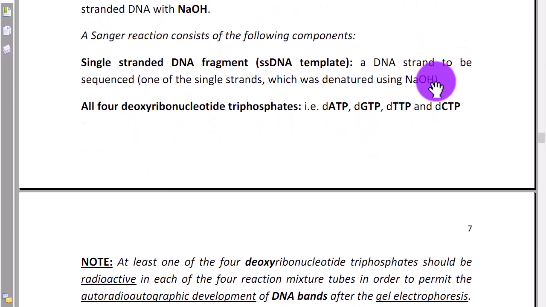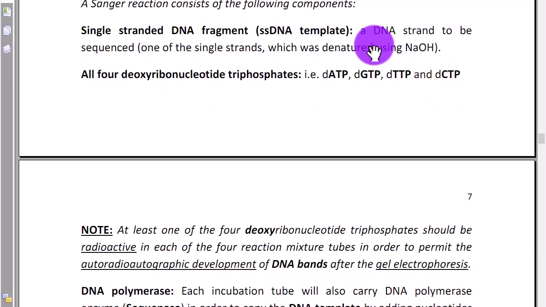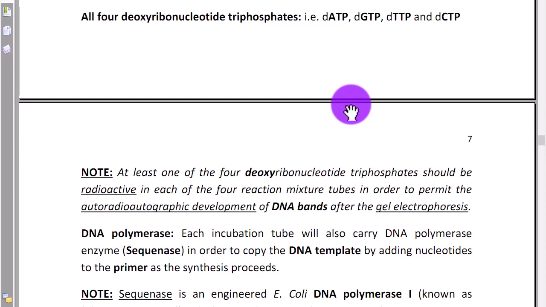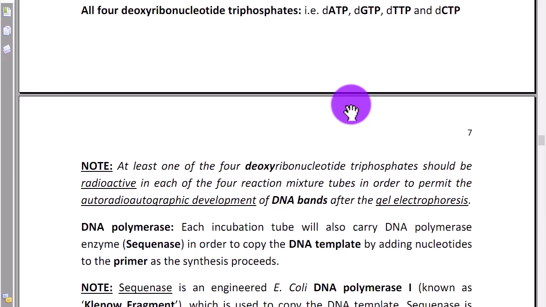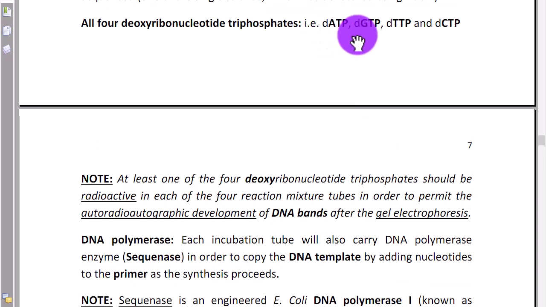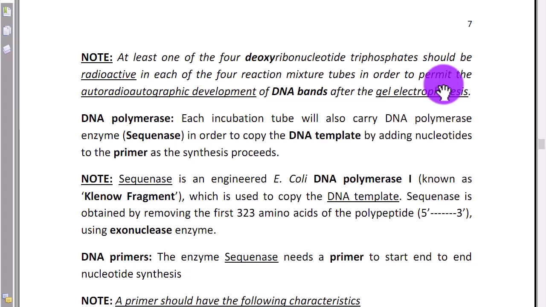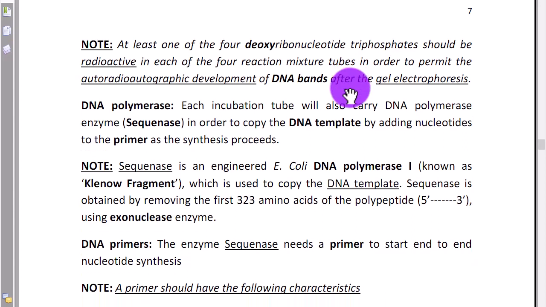The Sanger reaction consists of the following components: a single-stranded DNA fragment as template, a DNA strand to be sequenced, one of the single strands denatured using sodium hydroxide, and all 4 deoxyribonucleoside triphosphates: dATP, dGTP, dTTP, dCTP. At least one of the 4 deoxyribonucleoside triphosphates should be radioactive in each of the 4 reaction mixture tubes in order to permit the autoradiographic development of DNA bands after the gel electrophoresis.